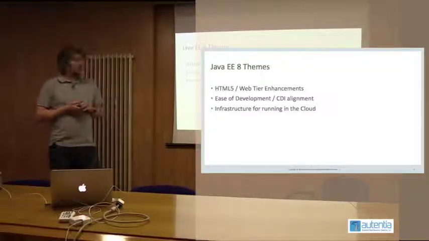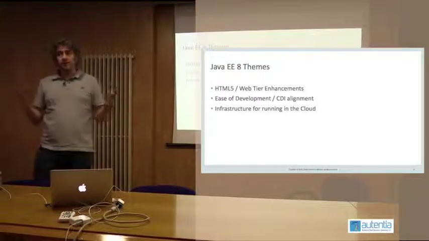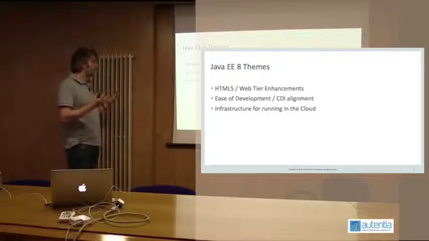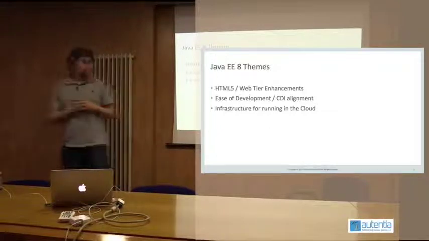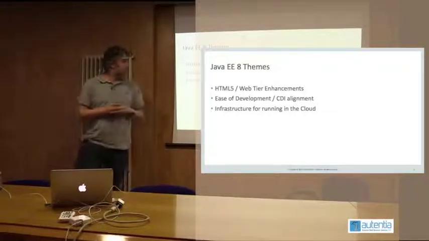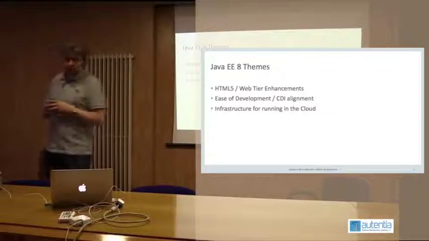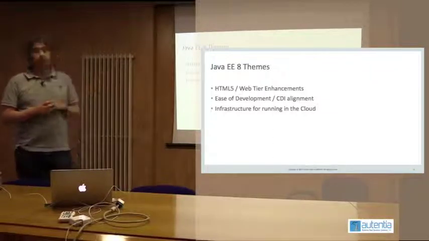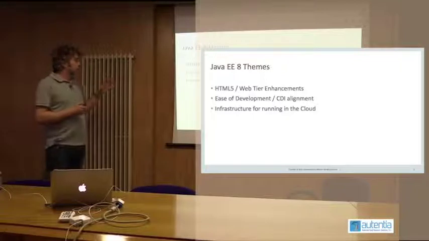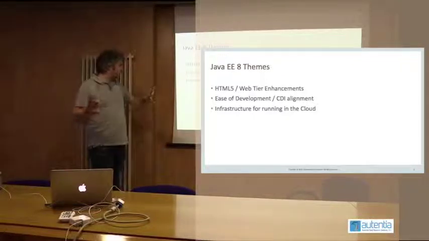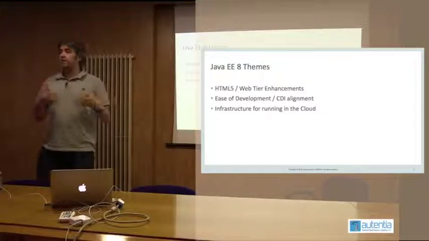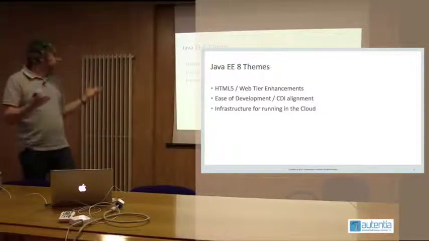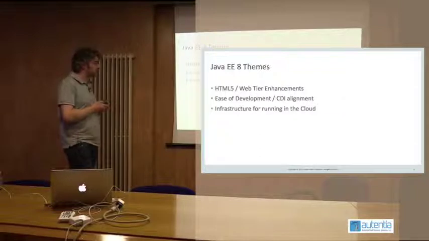The second theme is developer productivity. Again, it's not really new. That's something which we started in EE 5, and we would like to continue to simplify the platform. And finally, infrastructure for running in the cloud. So those are, as of today, the three themes for Java 8. In the next 60 minutes, I will give you an overview of the different things that we would like to do for those three themes.